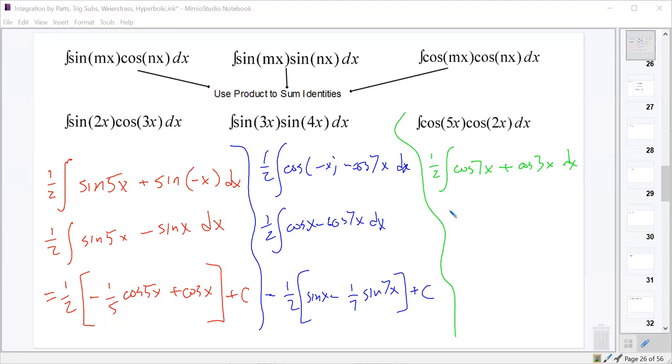No even odd identity stuff to use there. So this just becomes 1/2 of 1/7 sine x, or sorry, sine 7x plus 1/3 cosine 3x plus your constant. And I don't know why I wrote a cosine instead of cosine. I just looked at the function sine there. All right, everybody good there?